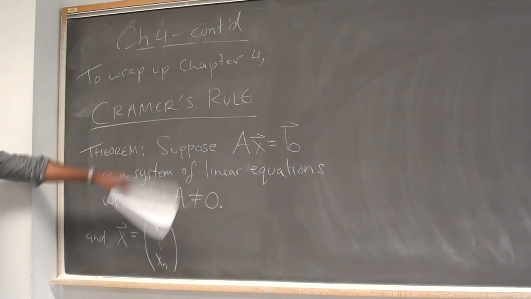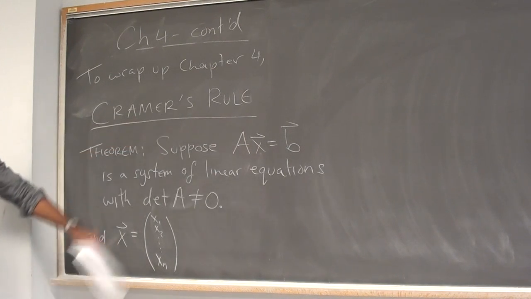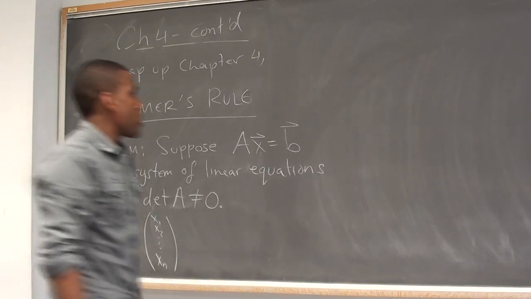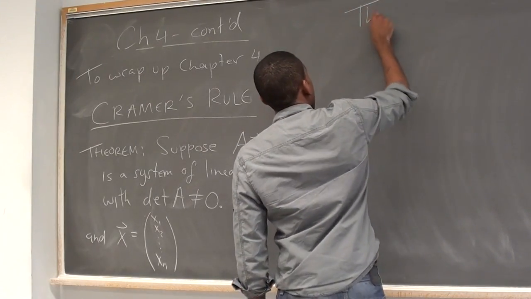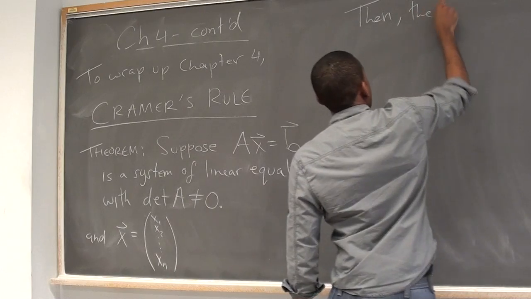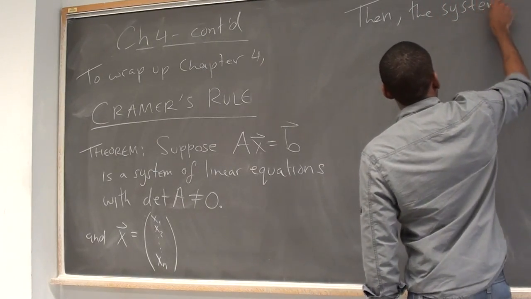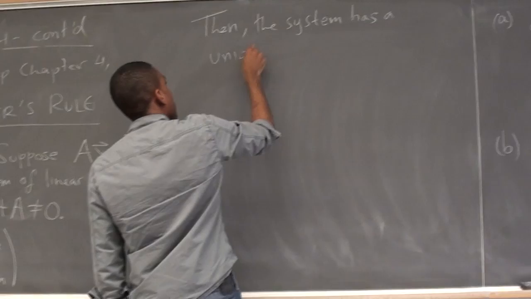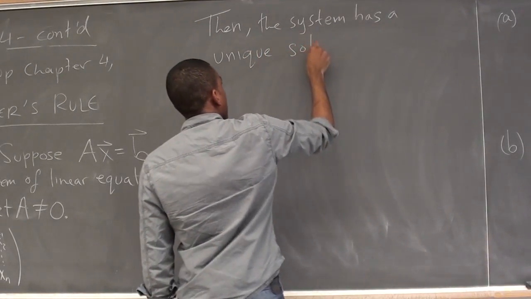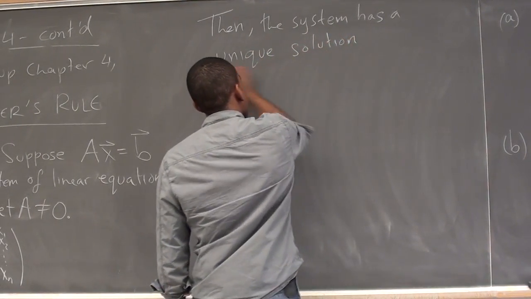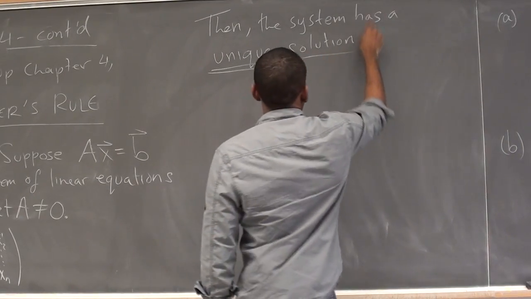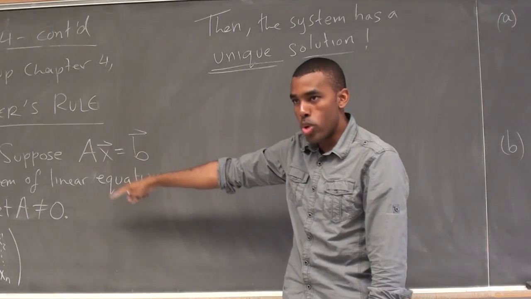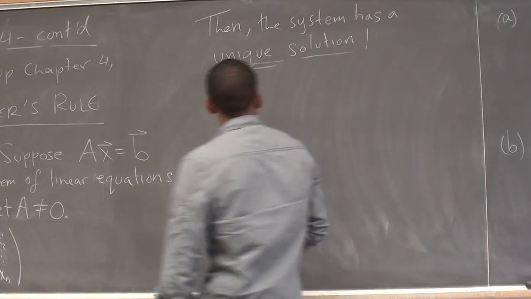So here I give you a system of equations. I wrote it in a matrix equation form. But your coefficient matrix, when you find the determinant, you don't get 0, right? Cramer's rule says in that situation, the system has a unique solution. If you have the coefficient matrix, determinant is non-zero, you will have a unique solution, right?